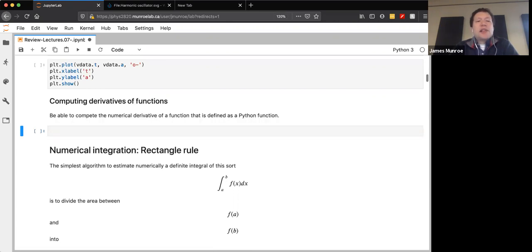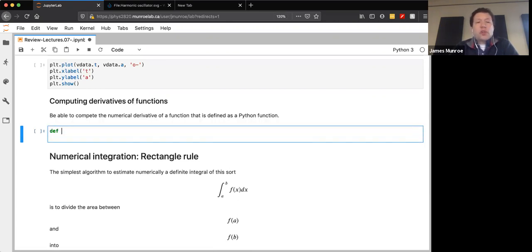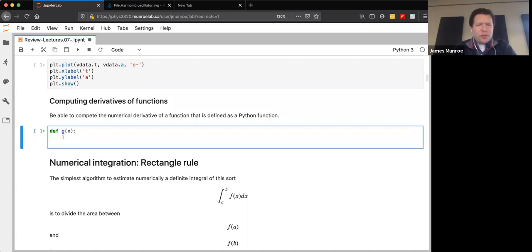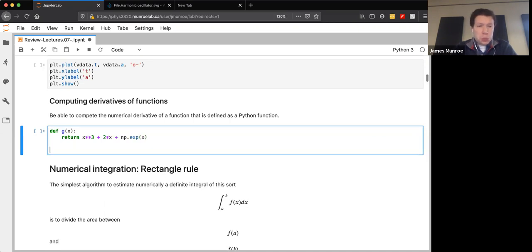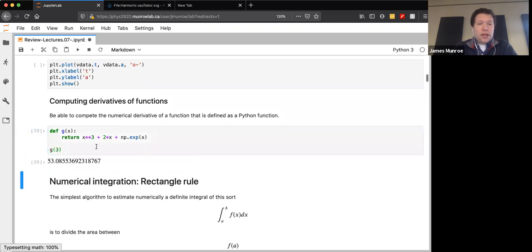So the idea here is, let's say you had some function. I think this is something we did in the lab or an assignment. We've done something like this. If the function was... okay, do you agree that that is a function? This is the function x cubed plus 2x plus e to the x.